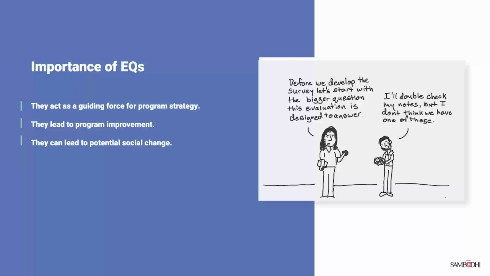Finally, EQs can lead to potential social change. By answering questions about existing inequities in society, whether they are common or specific to the program, EQs can lead to possible social change. By making the evaluation focus on power dynamics, they can use evidence gathered during the evaluation to argue for social change.